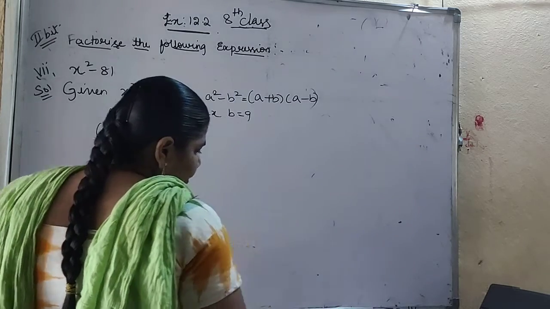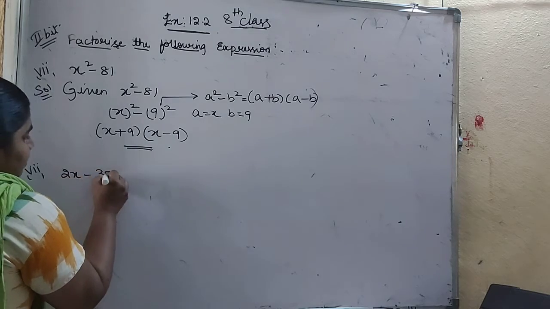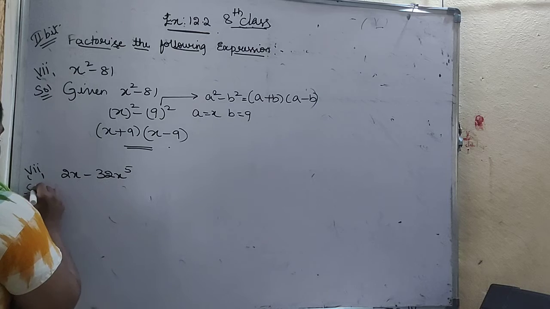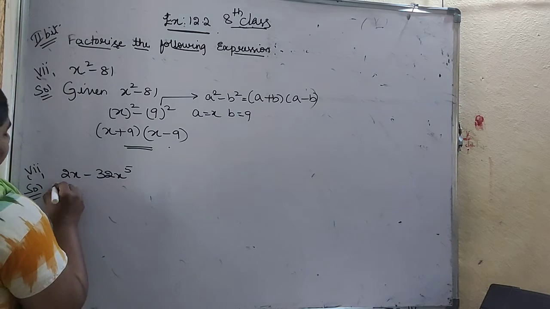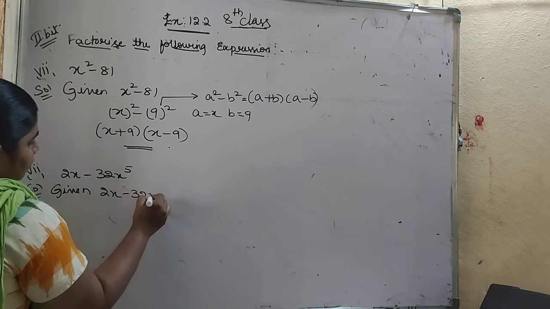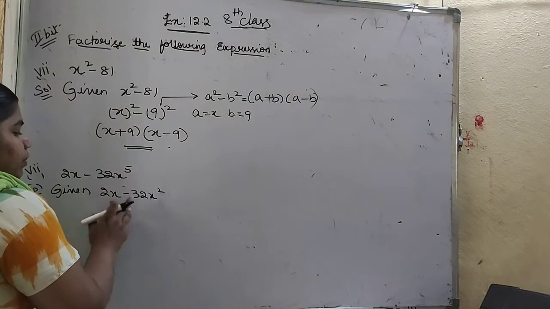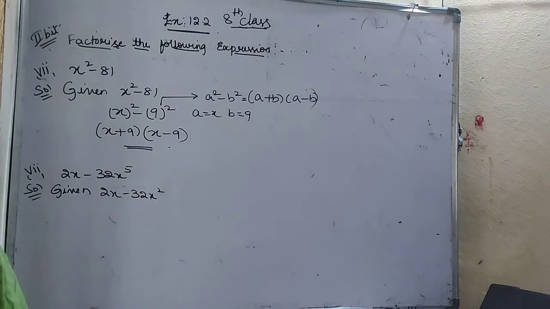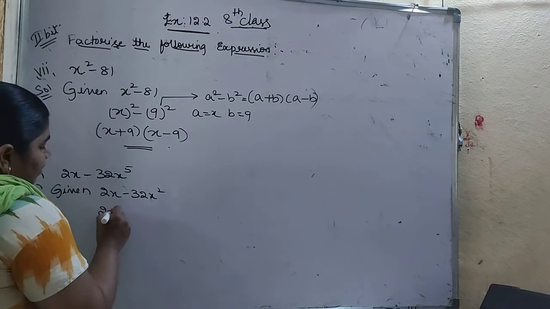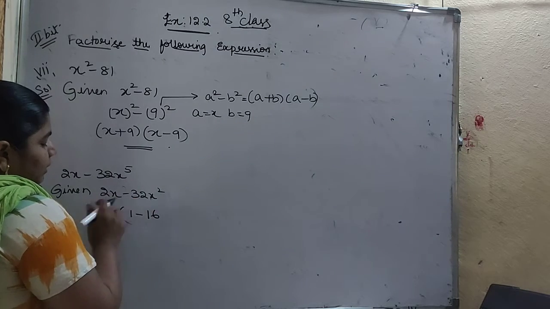Next is the eighth question: 2x minus 32 x power 5. These are also not in the form of squares, so we can take a common factor here. Which terms can we take common? Here 2 will go in the 2 table as well as 32 will go in the 2 table. Here x is there, here also x is there. So I am taking 2x as common. Here 1 will be remaining, and 2 sixteens are 32.